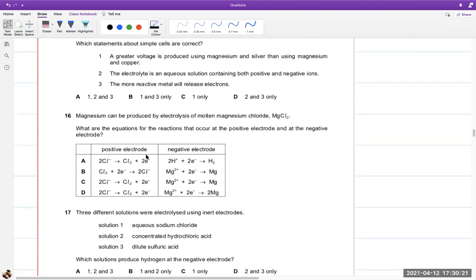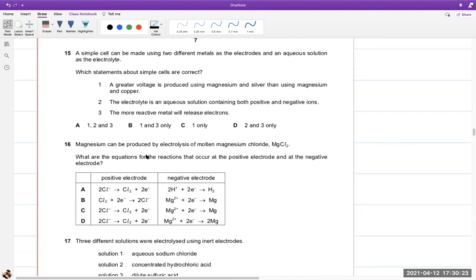Okay. A simple cell can be made using 2 different metals as the electrodes and an aqueous solution as the electrolyte. Nothing new here. Which statements about simple cells are correct? Okay. How is a cell made? What happens in a simple cell? You have 2 metals of different reactivity. Their reactivity should be different, because that is what causes the voltage difference. And the greater the difference in reactivity, the greater the voltage produced.